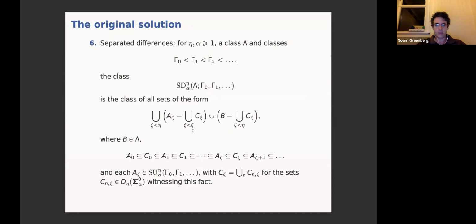And the most complicated operation appearing in Louveau's paper is this notion of separated differences, which takes separated unions and builds even more. I want to give you the slide basically to tell you what the original solution was, because we are developing on it. But you don't need to remember the exact definitions of what a separated union or a separated difference is. I want to give you the flavor of what these definitions look like.